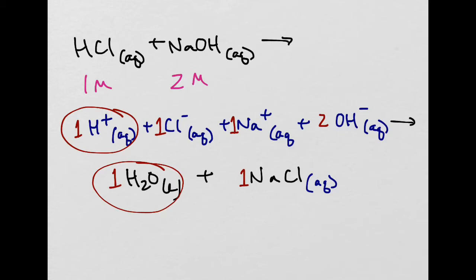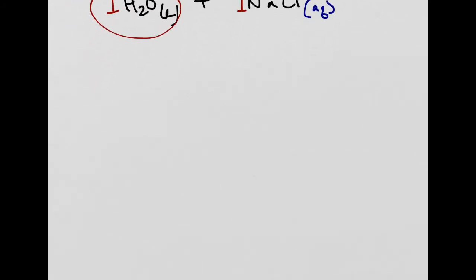Now there are other neutralization reactions that we can do. Let's say that we have hydrochloric acid again as our strong acid, and we combine that with potassium hydroxide, which is a strong base.